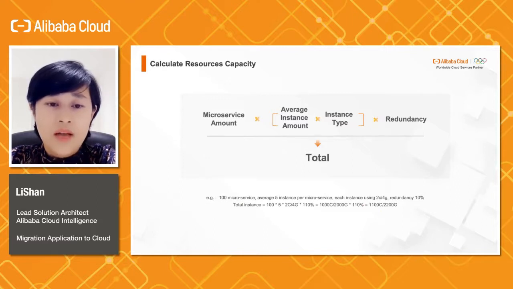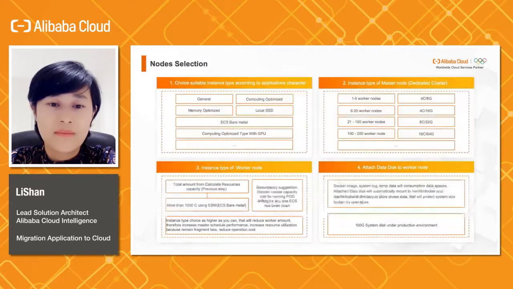For example, if we have 100 microservices, and each microservice needs 5 instances on average, each instance is 2 core 4 gigabit, and the redundancy is 10%, the total capacity is 1,100 core and 2,200 gigabit.